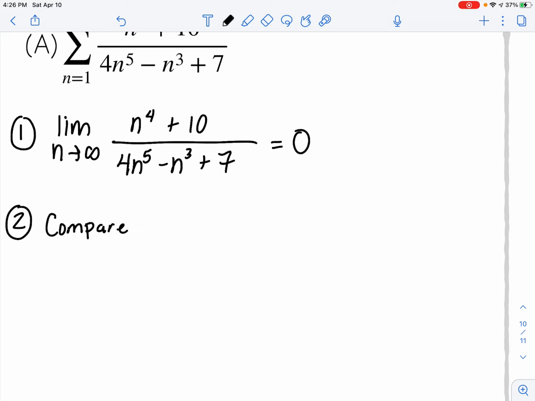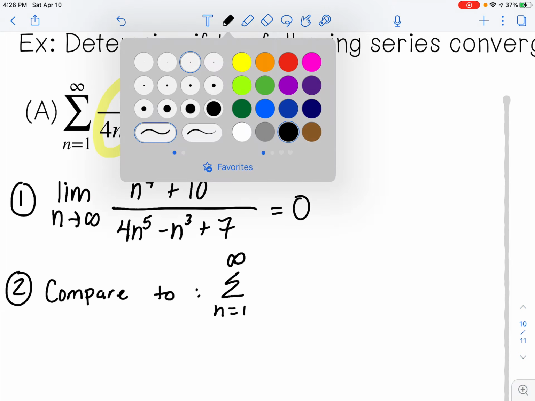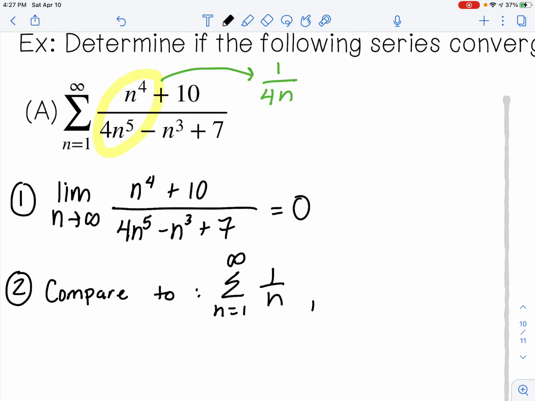So let's compare it to the sum from 1 to infinity. Now, this one we just have to get a little creative. If we look at the beginning part, the highest power in the denominator compared to the numerator, if we were to just take that and simplify it, this kind of goes down to 1 over like 4n. So we can compare this to just 1 over n. So let's compare this to the harmonic series, which is the divergent harmonic series.